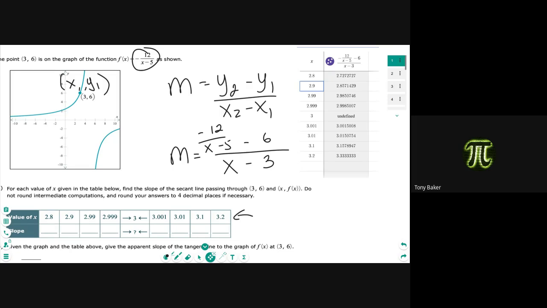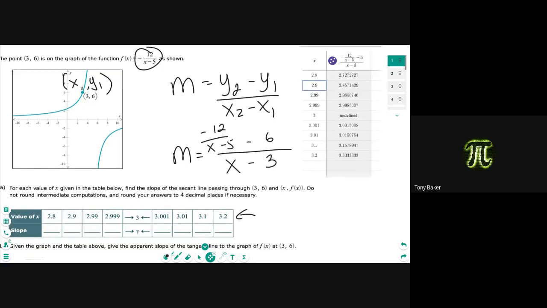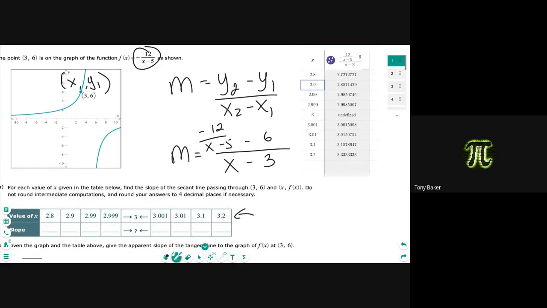for one problem. All right, so we're looking for the slope. Does everybody understand why we're doing these points? We're basically getting closer and closer to that. So we're basically creating those secant lines through that. And as we get closer and closer to that point, where 3 minus 3 on the bottom will give you 0, we can find the limit as it gets closer and closer to that point.